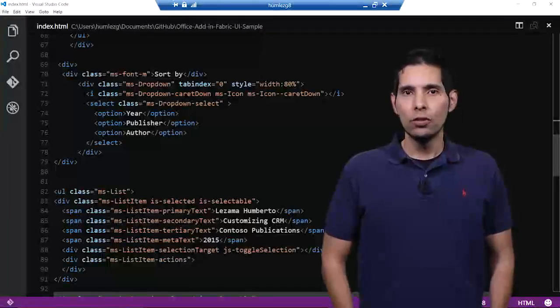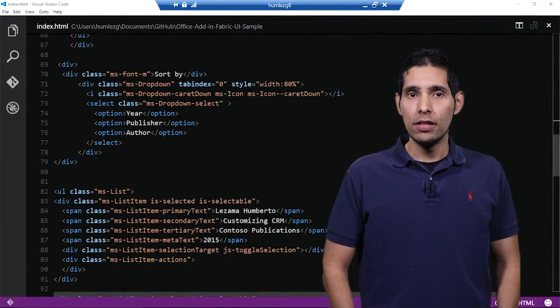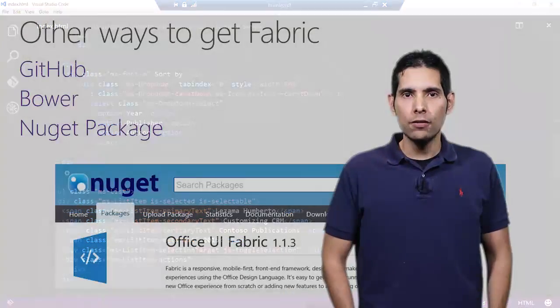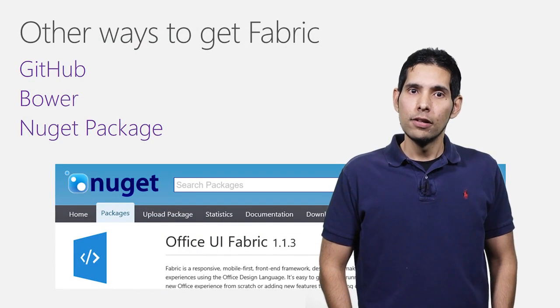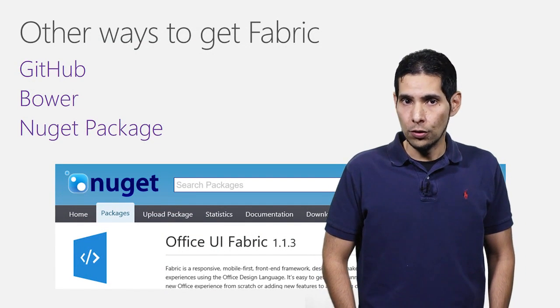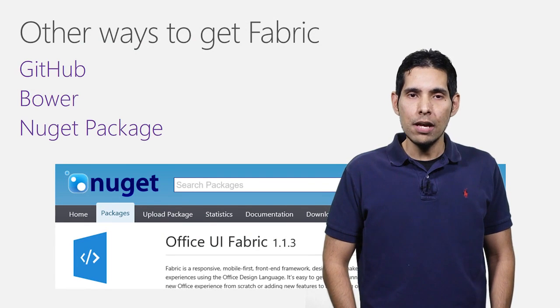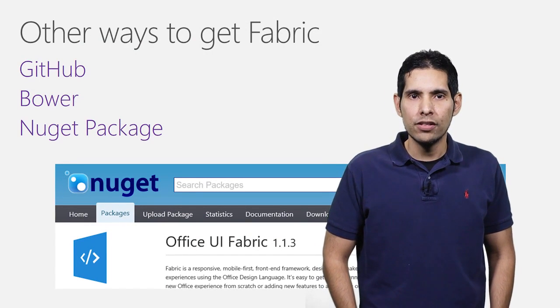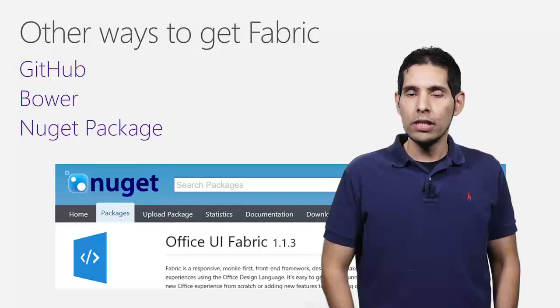We mentioned that the fastest way to get going is to reference Fabric from the CDN, but you can also get Fabric from any of these popular sources: GitHub, particularly if you want to get your hands on the source code, also Bower or NPM, or as a NuGet package, which makes it a snap to consume it right from within Visual Studio.